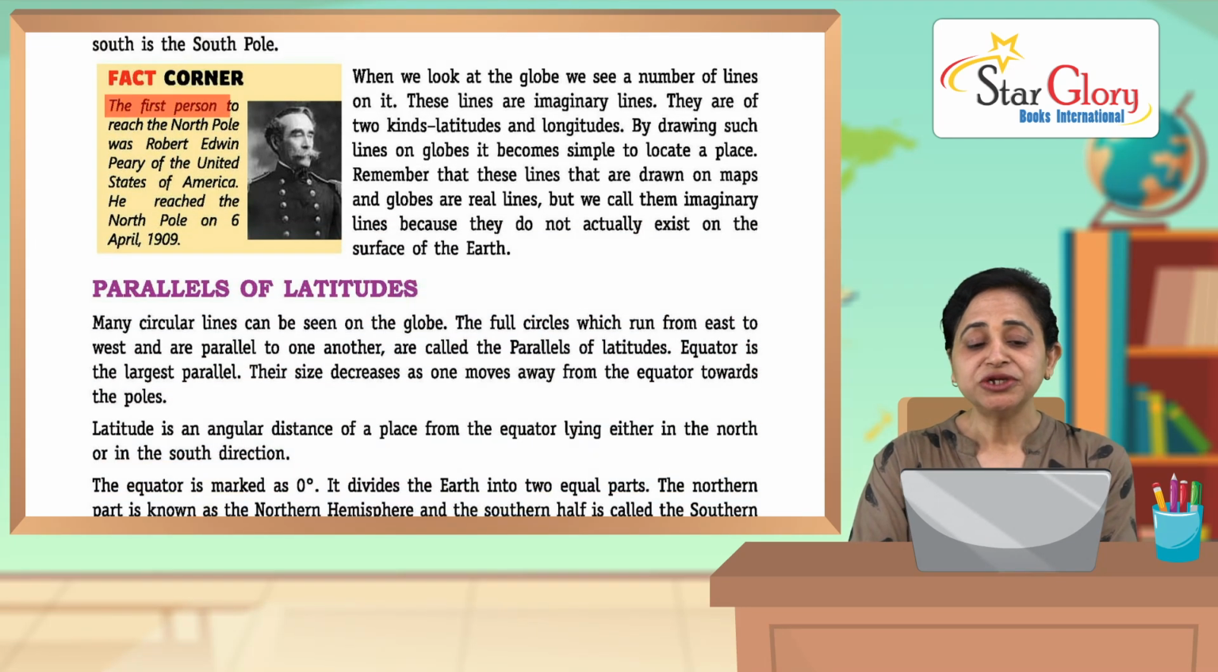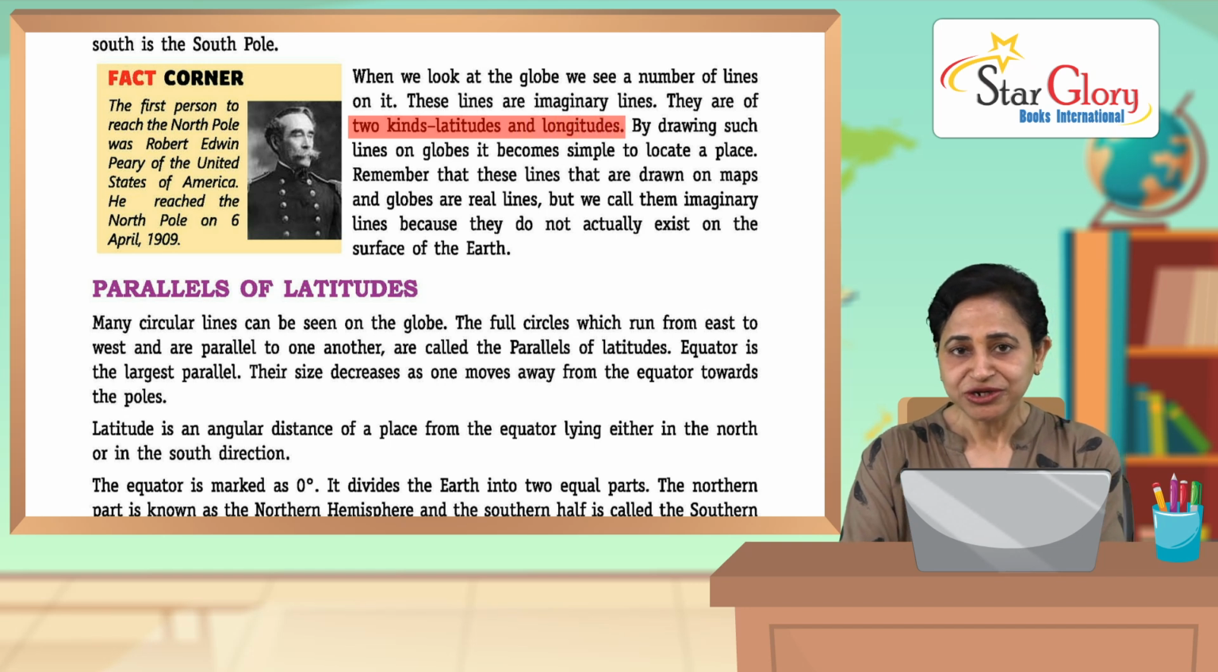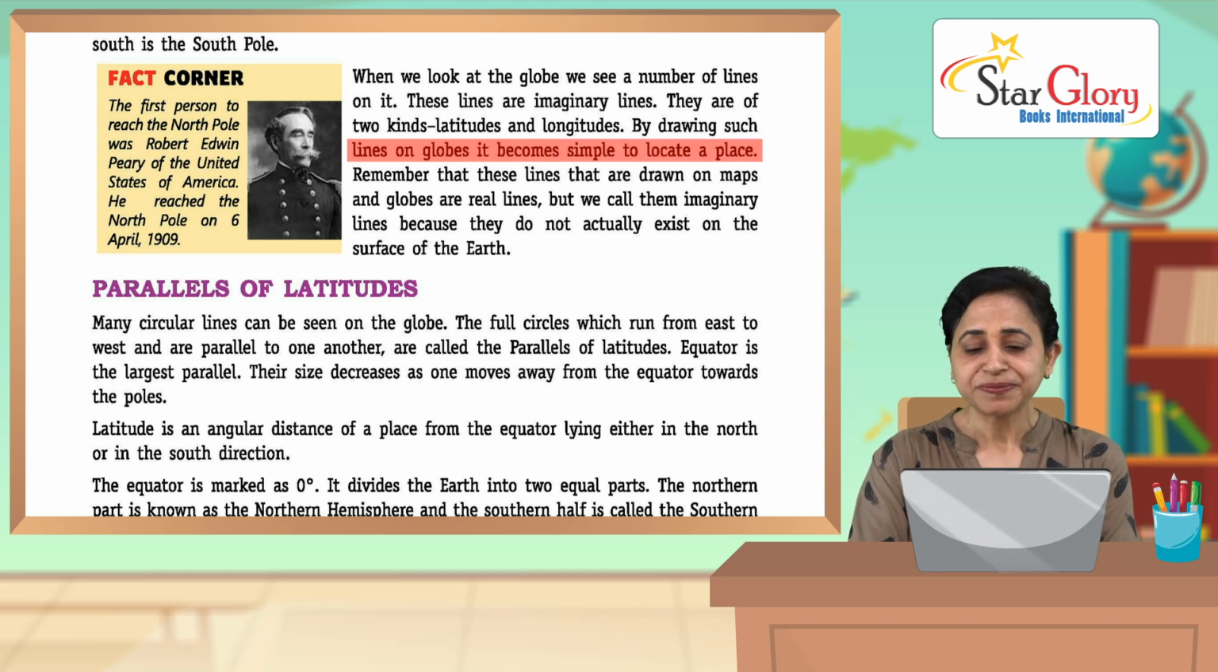The first person to reach the North Pole was Robert Edwin Peary of the United States of America. He reached the North Pole on 6th April 1909. Okay, when we look at the globe, we see a number of lines on it. These lines are imaginary lines. They are of two kinds, latitudes and longitudes, as you have read in the title of the chapter. By drawing such lines on globes, it becomes simple to locate a place.